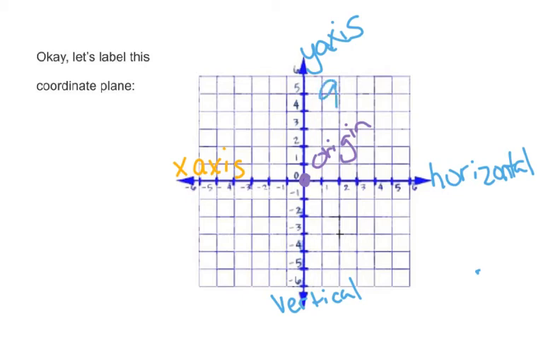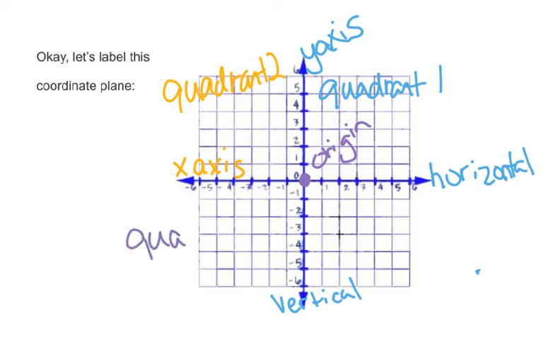Quadrant 1, and we're not going to use the Roman numerals. Quadrant 1, Quadrant 2, Quadrant 3, and Quadrant 4. So there are 4 quadrants. We've got the origin, the x-axis, and the y-axis.